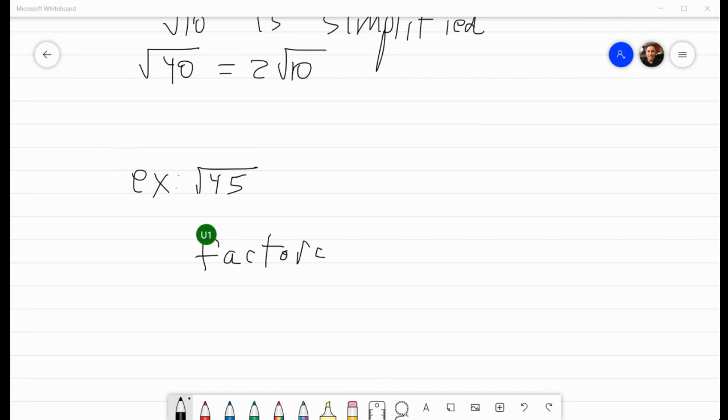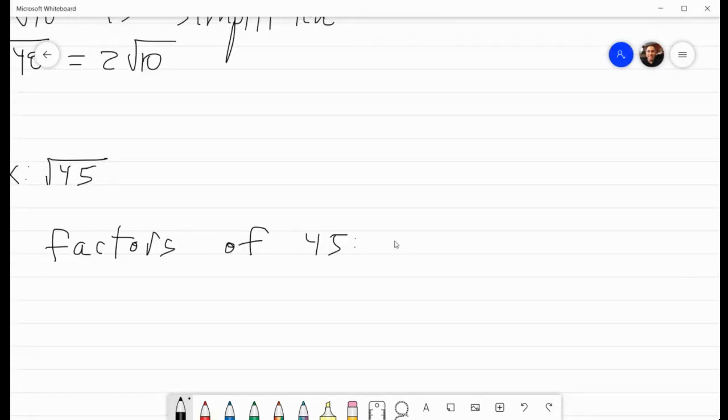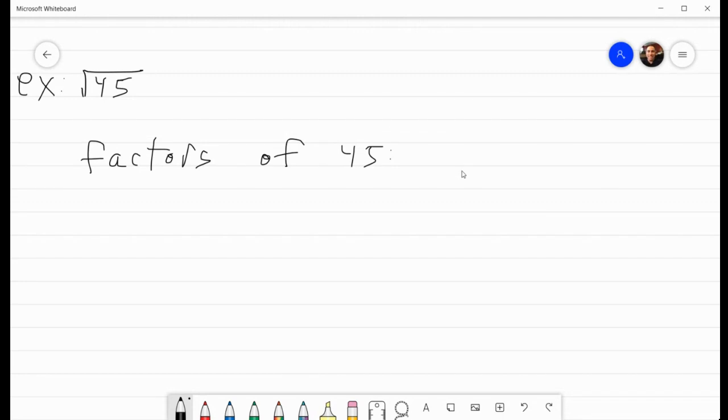Factors of 45. Okay, let me just move this over a bit. There we go. Good. So the factors of 45 are 1, 3, 5, we have 9. And you could keep going if you want to. But really, that's enough. Because we know that 9, right, is a perfect square. And of course, it's not 1. So this is not simplified.